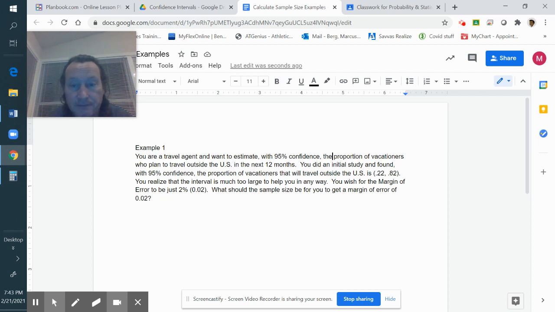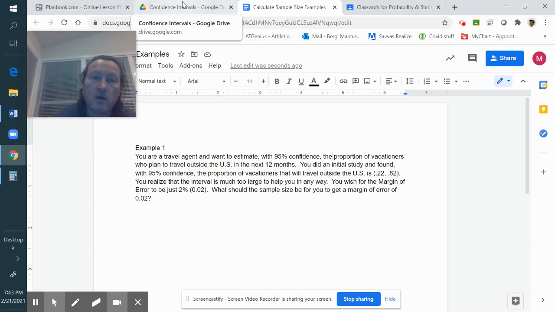I want to narrow it down. So your study was too small. So you wish for the margin of error to just be 2% or 0.02. You want to be within 0.02. So what would your sample size have to be to get that margin of error 0.02?